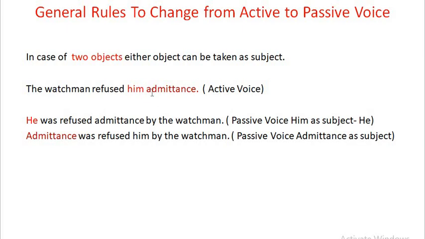So with both him and admittance, one is with him, the other is with admittance. So you can change into passive voice by taking either of the object as subject. In this case, you have taken this object as subject, and the second one, you have taken this object as subject. All right. So this is how you can make it. If there are two objects in the sentence, you can take either object as subject and keep the other object as retained object and make them into passive voice.